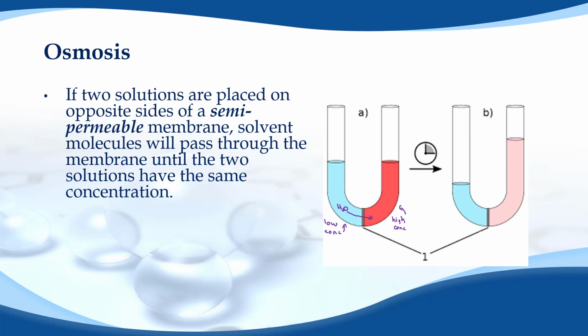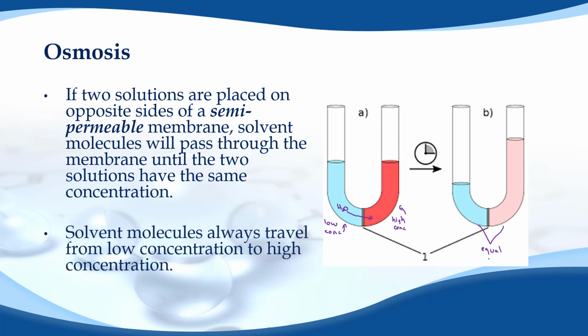As it leaves the dilute solution, that solution gets more concentrated. It'll enter the more concentrated solution, which dilutes it, bringing its concentration down. And then when those concentrations are at the same value, the solution reaches equilibrium. So that's what osmosis is. The thing to keep in mind: solvent molecules will always travel from low concentration to high concentration.